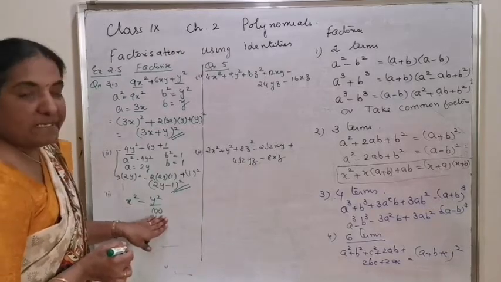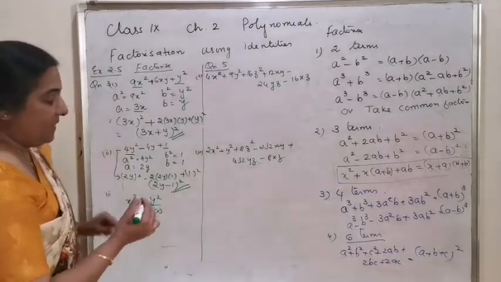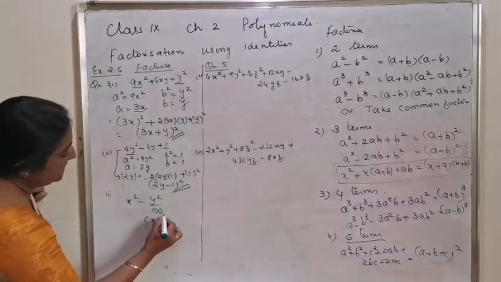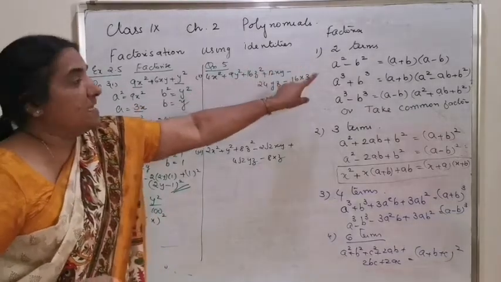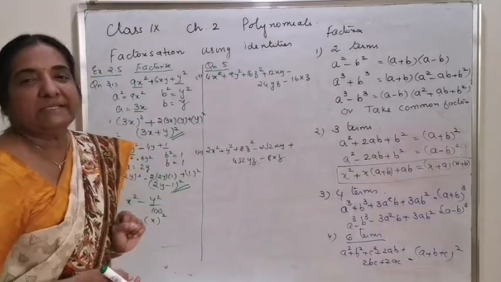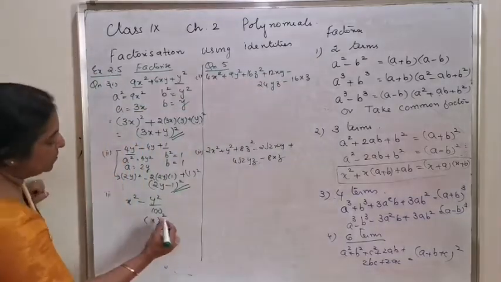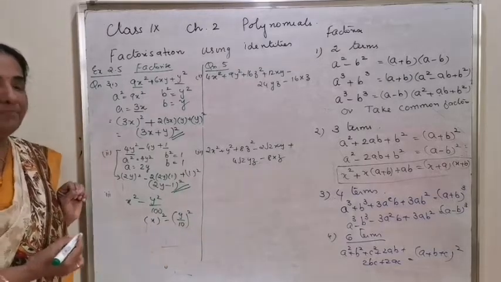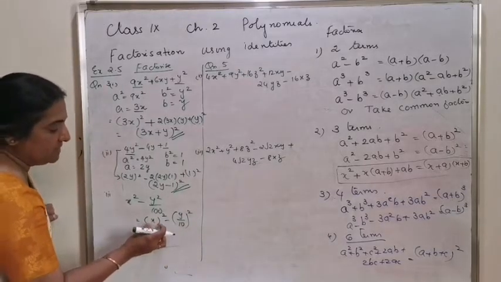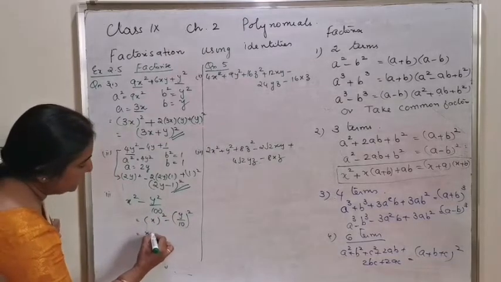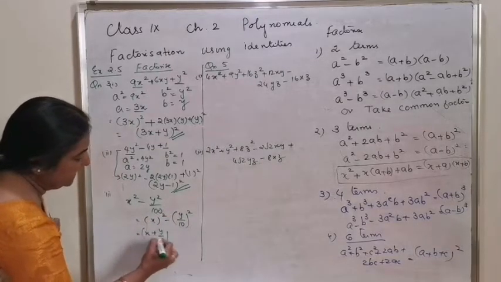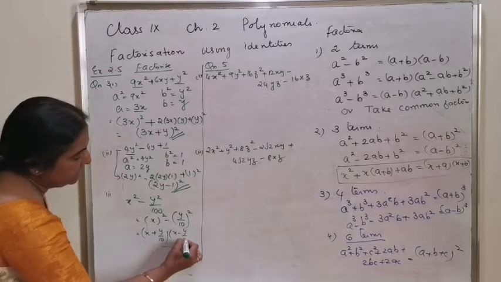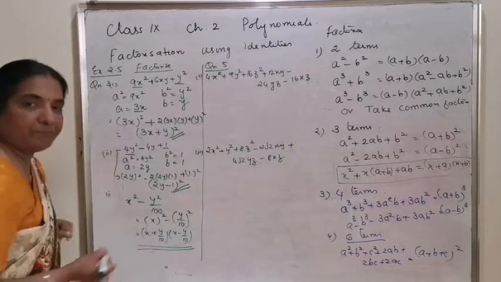x square minus y square by 100. How do you arrange? Arrange as x the whole square. Since there are two terms, use the identity a square minus b square: x the whole square minus y by 10 the whole square. After arrangement, the factorization is x plus y by 10 into x minus y by 10.